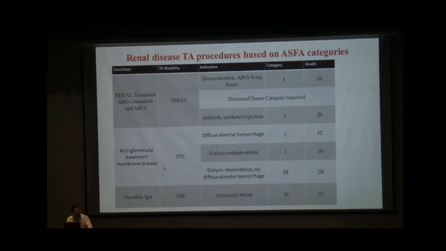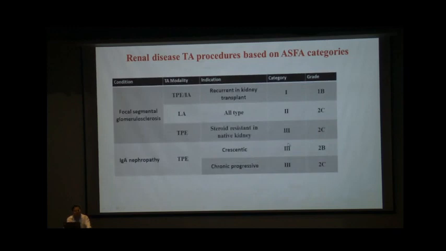Anti-glomerular basement membrane disease, and many of the renal diseases are included, like the same in focal segmental glomerulosclerosis and IgA nephropathy.